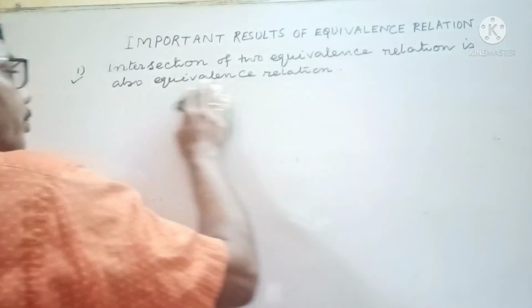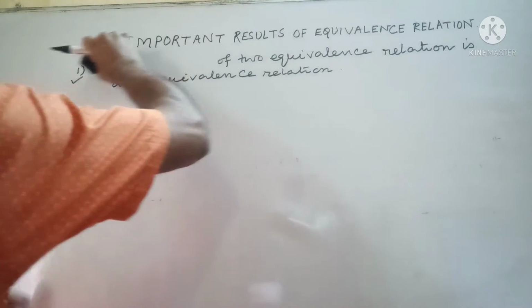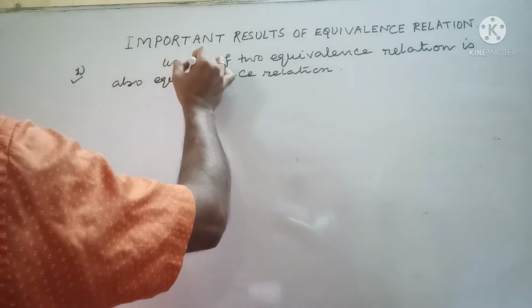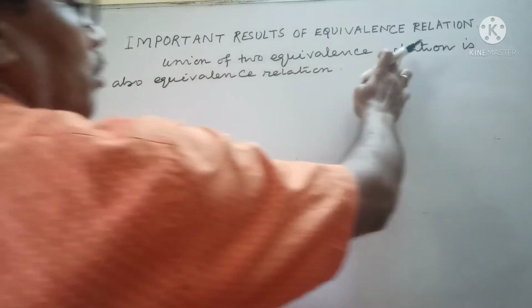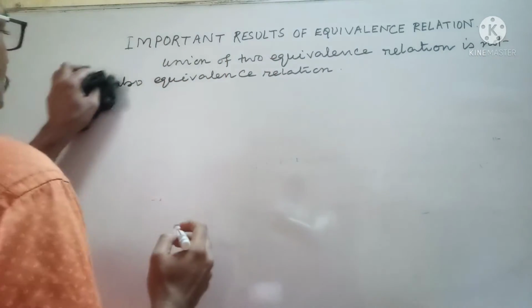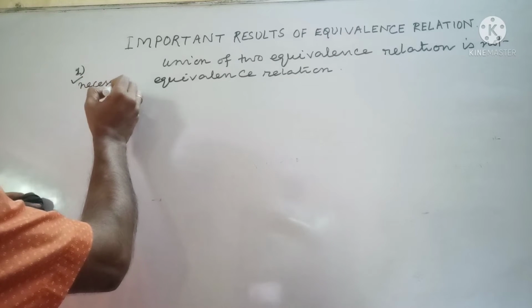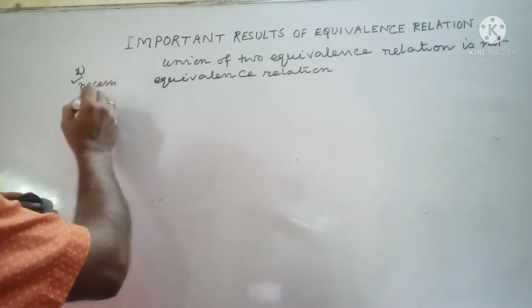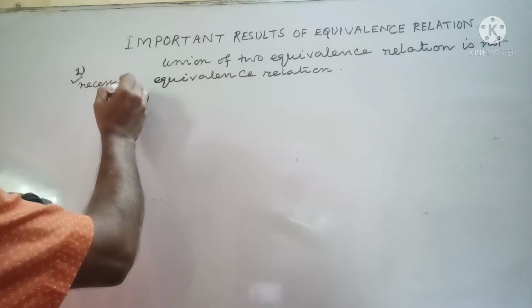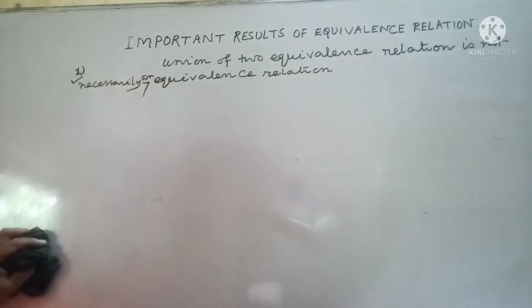Now number 2, union. Union of two equivalence relations is not necessarily an equivalence relation.